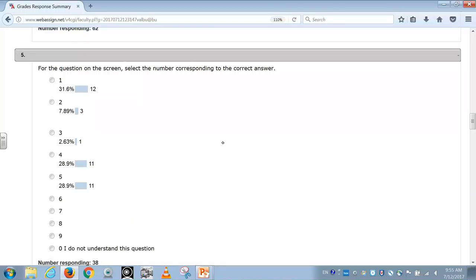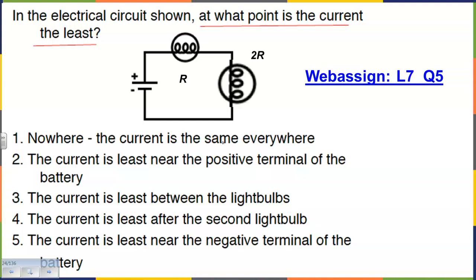So we have, that can't be right. That can't be right. Okay. A wide distribution is a sign of thinking, and how do we call this particular connection? Series.